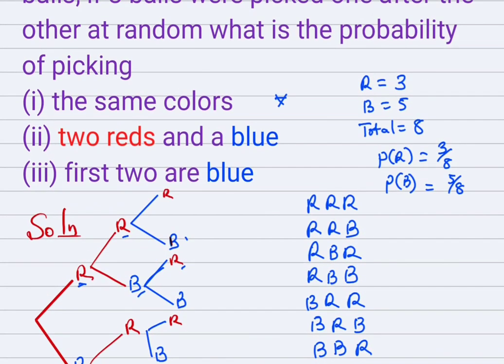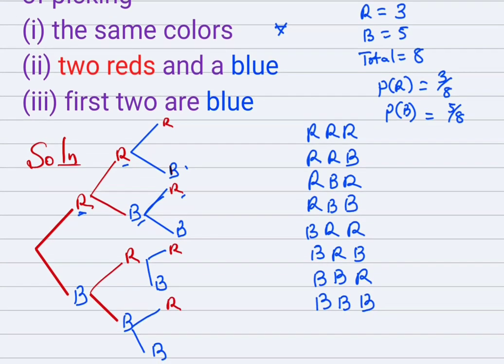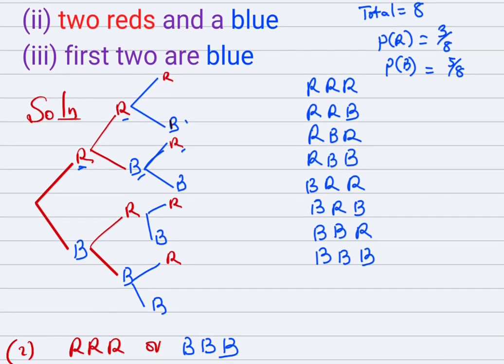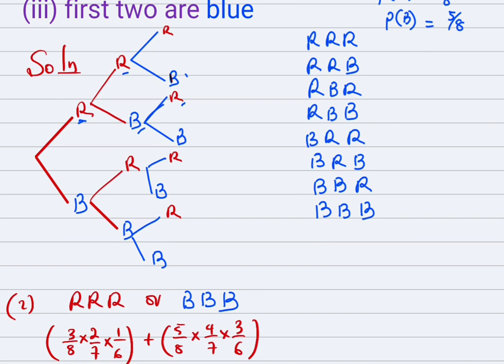Okay, so we move to the second question. The second question says two reds and a blue. Now they didn't give us any order. They just told us two reds and a blue. So we can actually have two reds and a blue. Where do we have two reds and a blue? We have one here. Good. We have another one here. I think two reds and a blue. Okay, good. We have another one here. Those are the only possibilities.